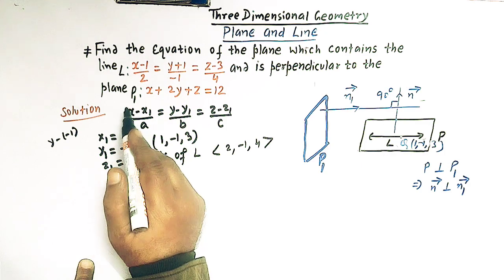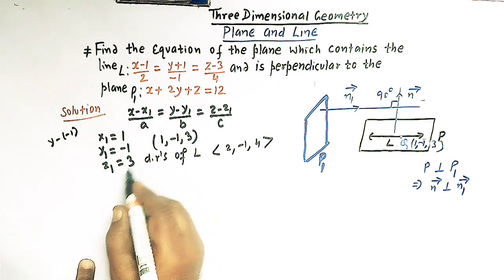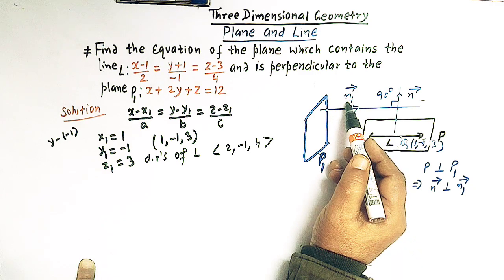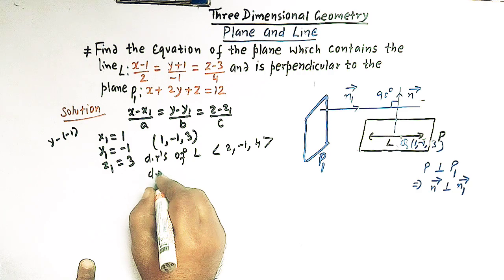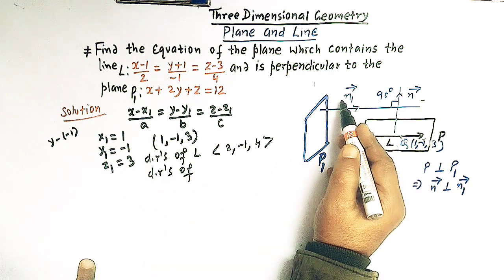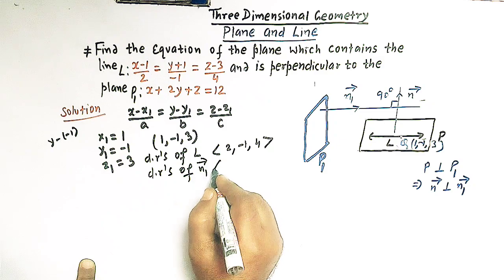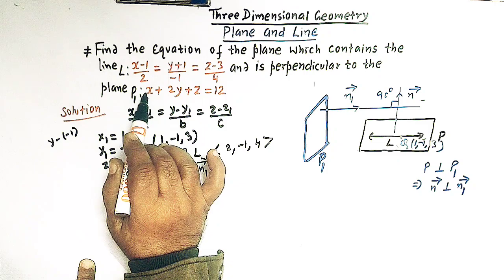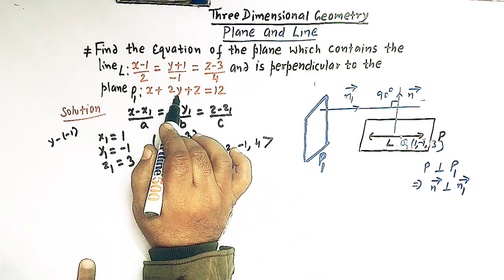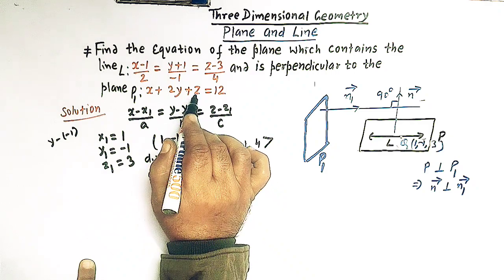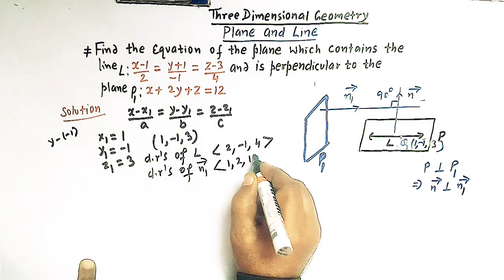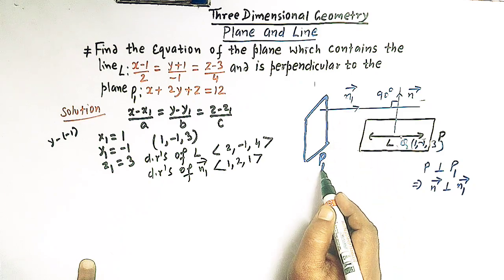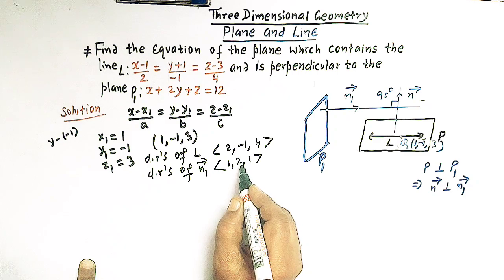Now let us come to the equation of the plane P1. The normal vector to this plane P1 is vector N1, and the direction ratios of the normal vector N1 are given by the coefficients of x, y and z. Here the coefficient of x is 1, the coefficient of y is 2, and the coefficient of z is 1. So the direction ratios of the normal vector n1 to this plane P1 are 1, 2, 1.